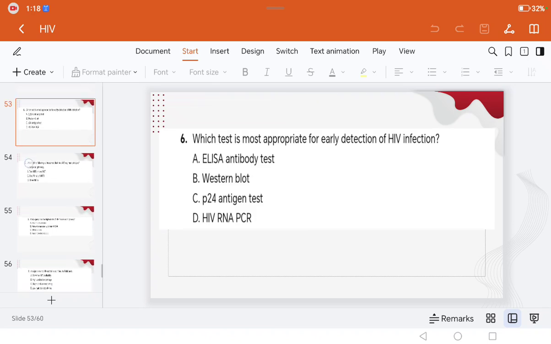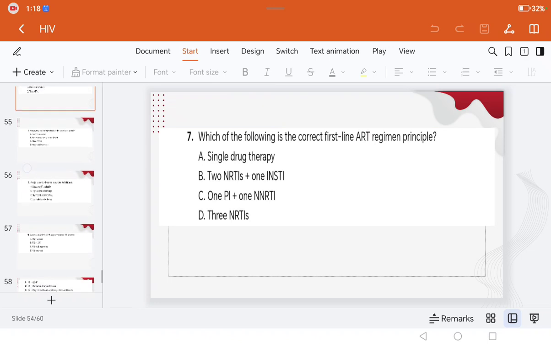Kaposi sarcoma. Number six, which test is most appropriate for early detection of HIV infection? A. ELISA antibody test, B. Western blot, C. P24 antigen test, or D. HIV RNA PCR. So for early detection, D. RNA PCR is recommended. Number seven, which of the following is the correct first line ART regimen? A. Single drug therapy. B. Two NRTIs and one integrase strand transfer inhibitor. C. One PI and one NNRTI, or D. Three NRTIs. So the correct answer is B.